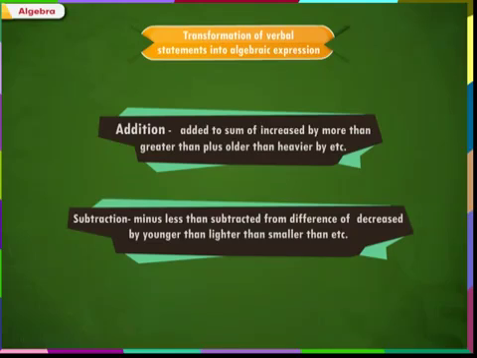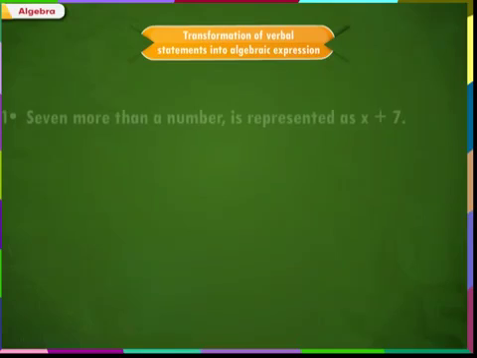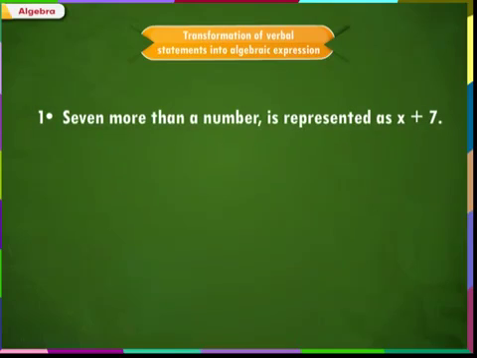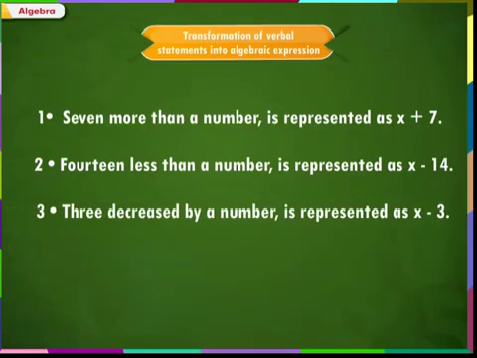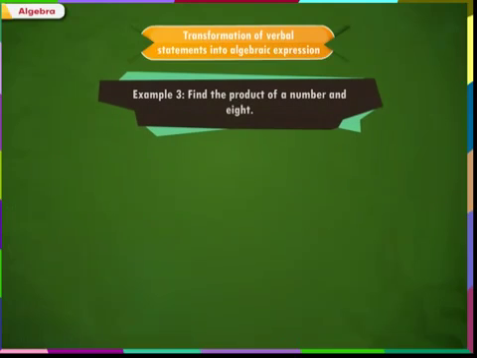There are a lot of ways of representing addition and subtraction. Some of the instances are: 1. 7 more than a number is represented as x plus 7. 2. 14 less than a number is represented as x minus 14. 3. 3 decreased by a number is represented as x minus 3.